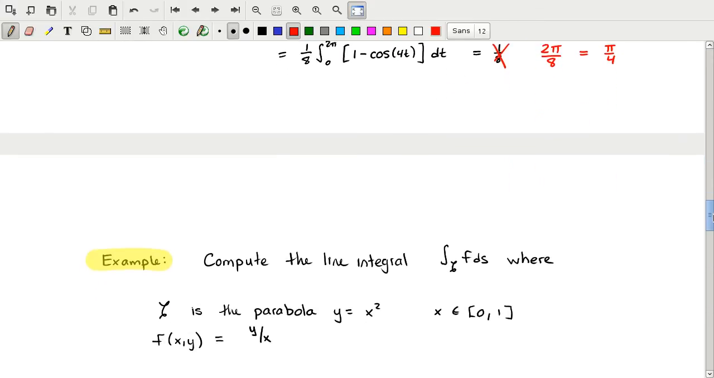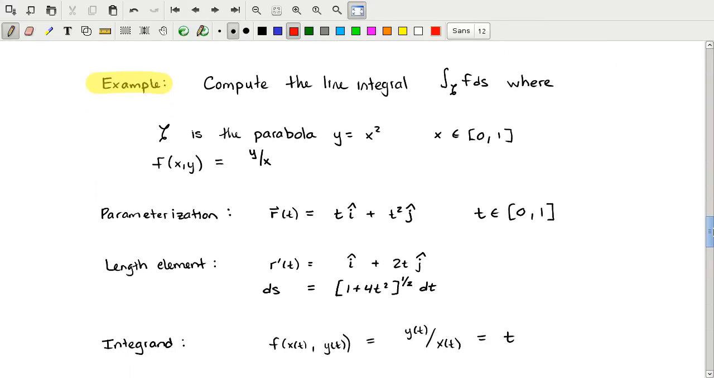Let's do one more example. Same steps, just different curve, different functions. So again, a line integral problem. C, the curve, is now the parabola y equals x squared, where x goes from 0 to 1. So here is our xy plane, and it is this. We now have to integrate along this curve the function f of x and y, which is y over x.